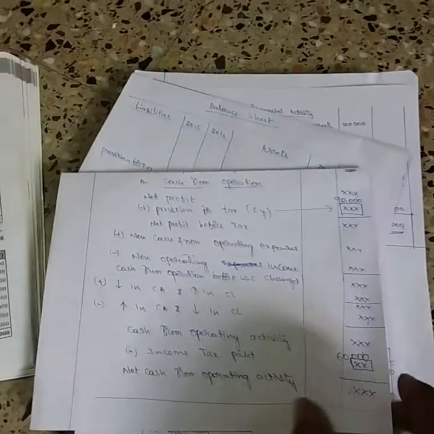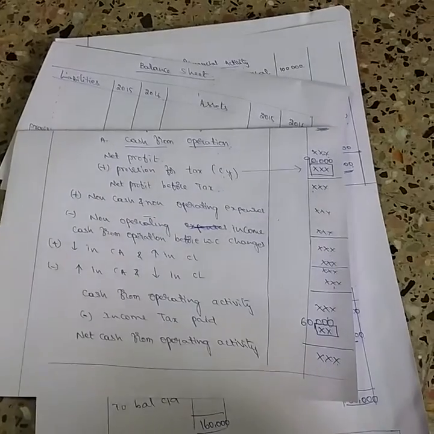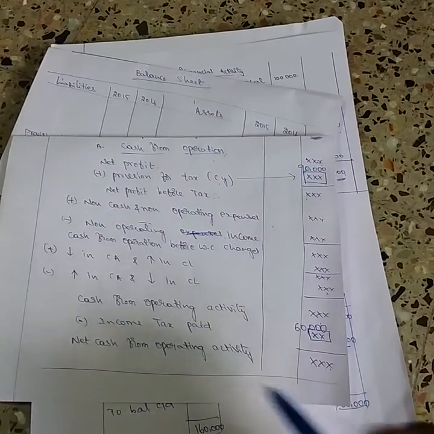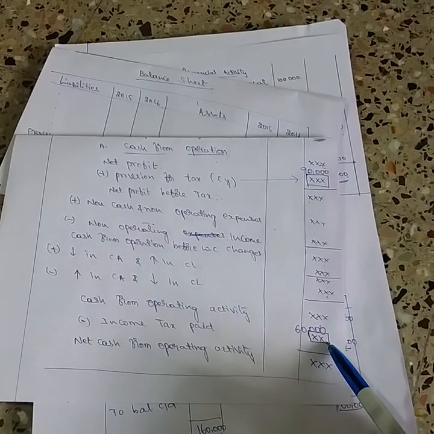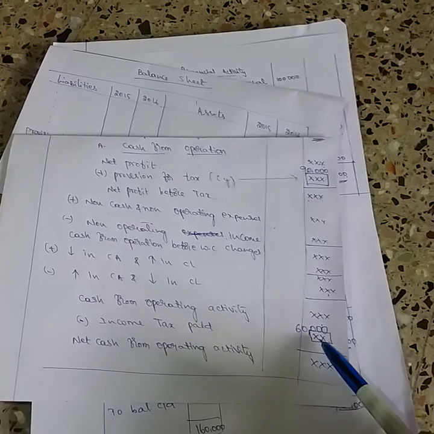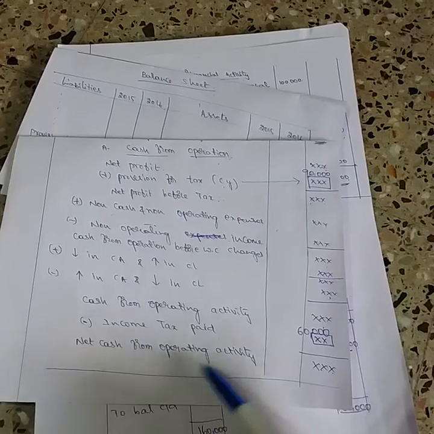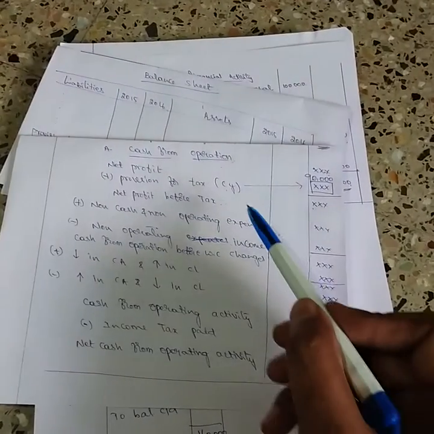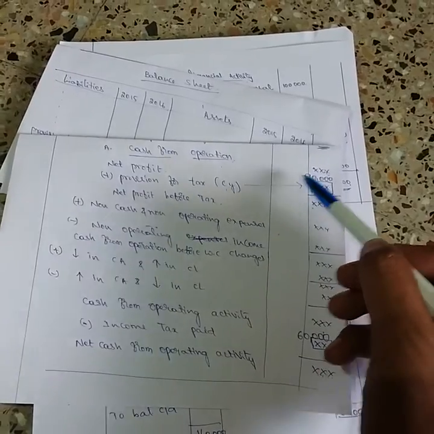So this is regarding treatment of provision for tax. Tax paid should be deducted at last. After deducting tax paid, we get net cash from operating activity, and current year provision should be added to profit.